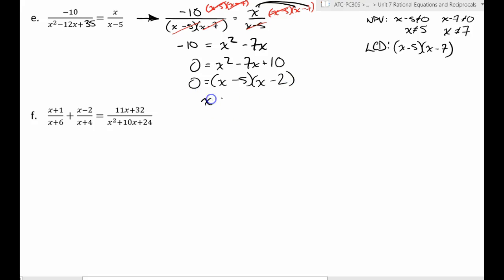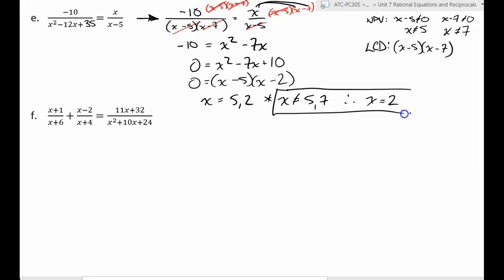Which finally means that x equals 5 and 2, but since x cannot be 5 or 7, that means that only x equals 2 is actually a true solution. Okay, again, we can plug back in, but we're going to see that 0 showing up right here and also in our left-hand side denominator.